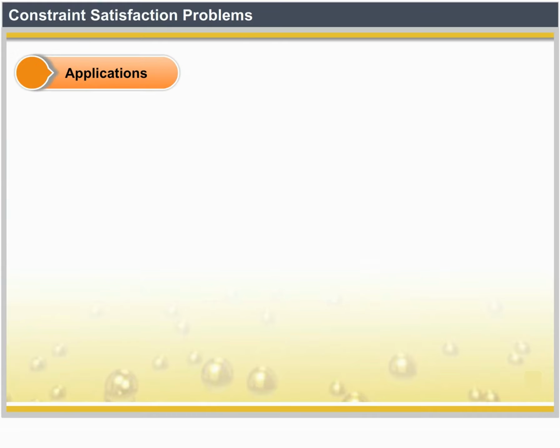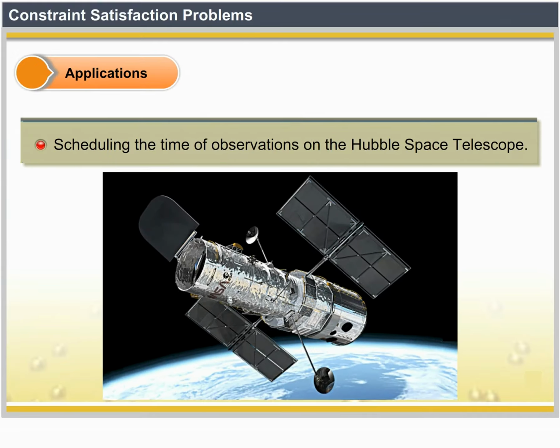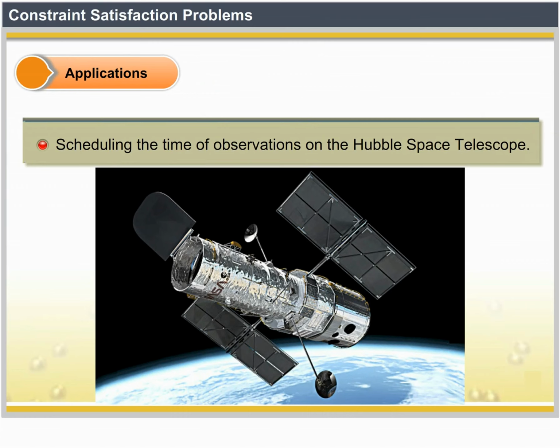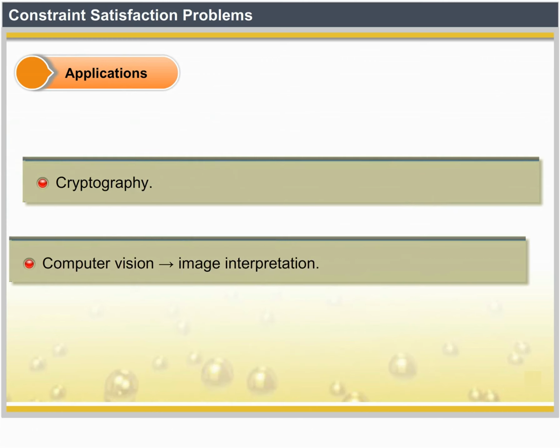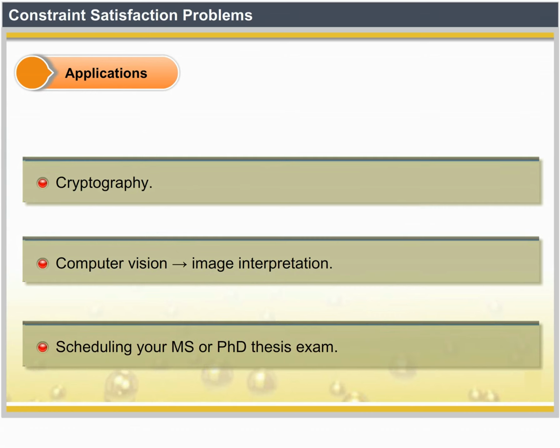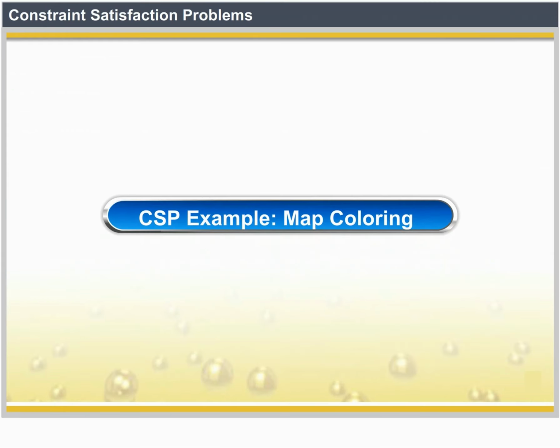Applications: scheduling the time of observations on the Hubble Space Telescope, airline schedules, cryptography, computer vision, image interpretation, scheduling your MS or PhD thesis exams. CSP example: map coloring.